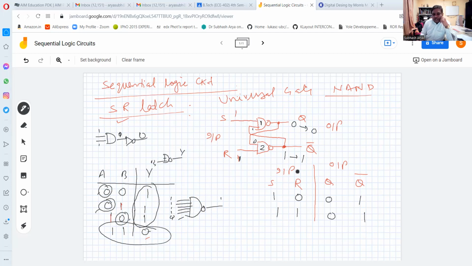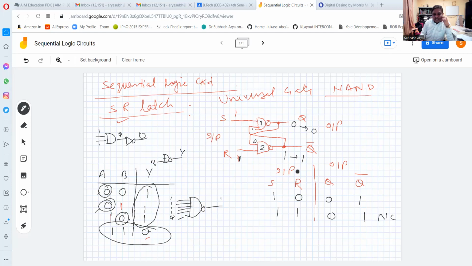So what is the conclusion here? The conclusion is that there is no change. And here the conclusion is that when S is 1, R is 0, so Q is 0, and Q bar is 1.